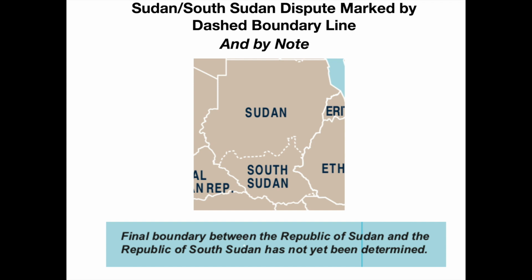For South Sudan and Sudan, a dashed border is used to show that the border has not yet been determined. Actually, the issue is the border is contested. Sudan controls certain areas claimed by South Sudan.